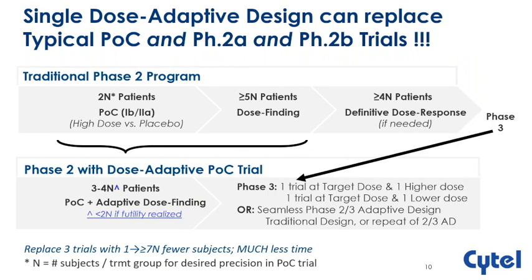An alternative to the traditional definitive dose response study is to conduct your 2 pivotal phase 3 trials with the target dose and 1 dose higher to confirm the target dose, and then the second trial at the target dose and one dose lower, again, to confirm the target dose. Or you can consider a seamless phase 2-3 adaptive design, an example of which we're going to talk about later.